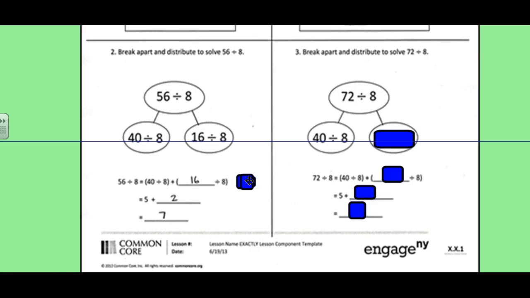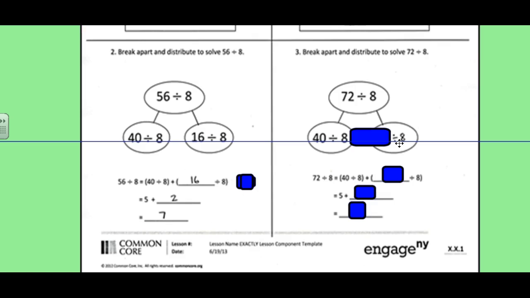Okay, moving over here to number 3. They have once again taken 72 divided by 8 and broken it apart into 40 divided by 8. So you see that they're using the 5 facts again. I know that over here, I'm still going to be dividing by 8. So make sure you go ahead and put that down. But you've got to figure out what they are going to divide 8 by.